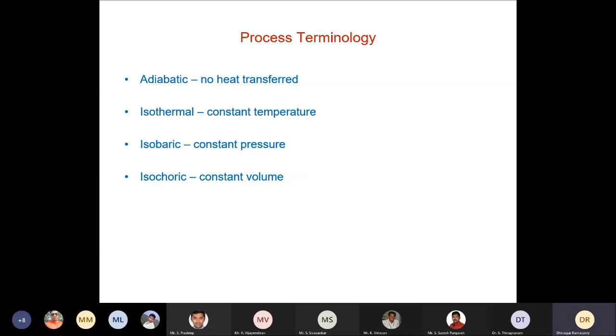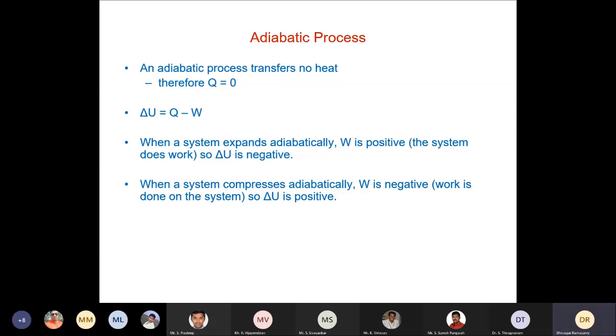Isothermal process, we all know, is constant temperature, isobaric is constant pressure, isochoric is a constant volume process, right? So in an adiabatic process, heat transfer is 0. So obviously Q equals 0. So we should know what is Q, capital Q. Capital Q denotes the heat transfer of a particular system or medium.